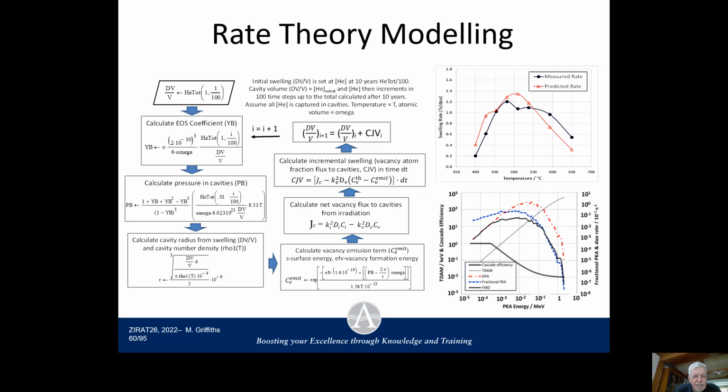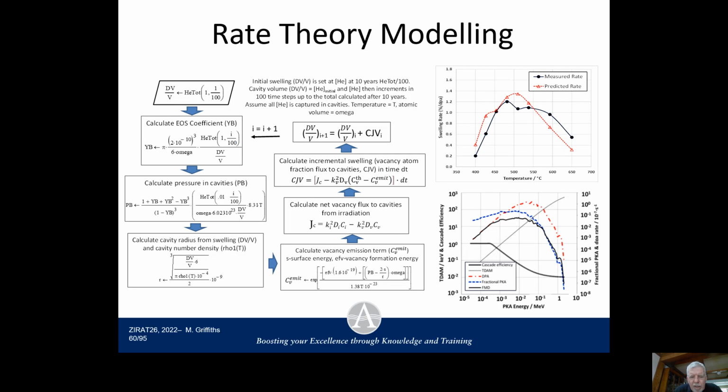Here's just a throwaway item to show how one would model this. This is just the results of a piece of work I did with some colleagues, Juan Ramos Nervi, and with the help of Larry Greenwood. And this just shows the relationship between the measured swelling rate from Garner's data and the predicted swelling rate that we get from a model.